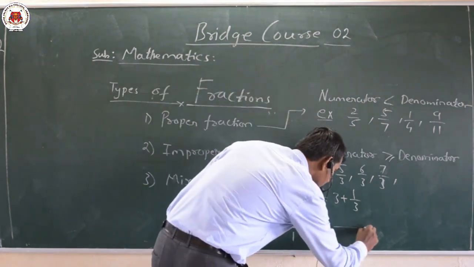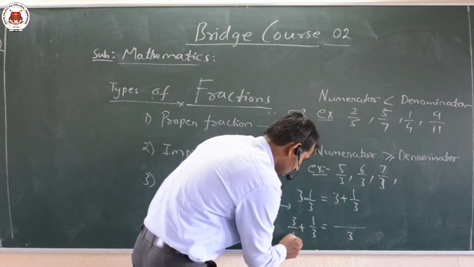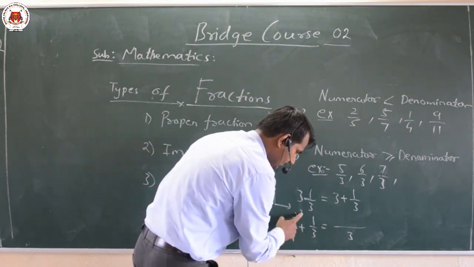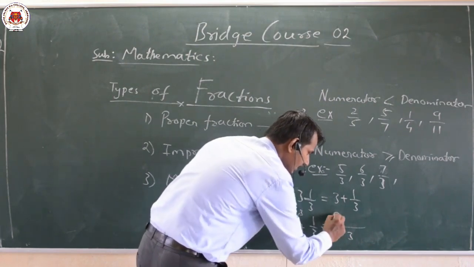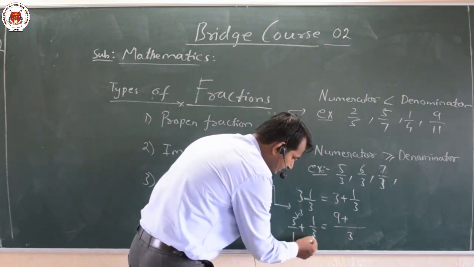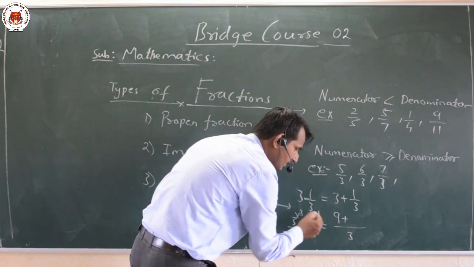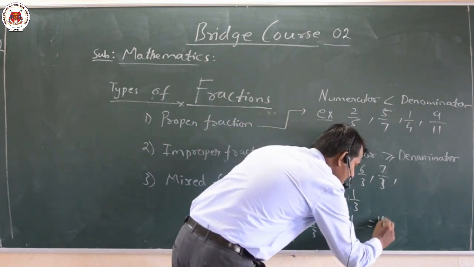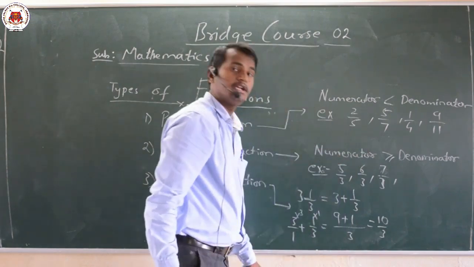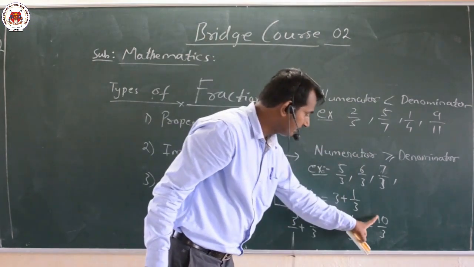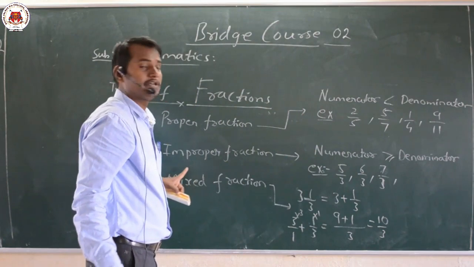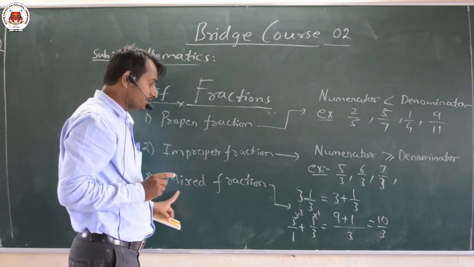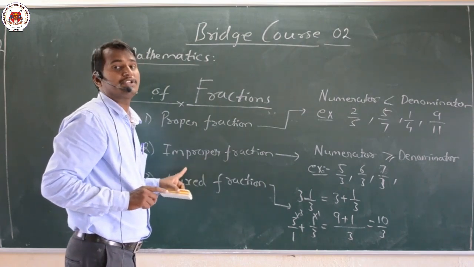Now what is the LCM of 1 and 3? It is 3 here. 1 into what equals 3? 1 into 3 equals 3, and 3 3s are 9. Next, 3 into what equals 3? 3 into 1 equals 3, and 1 1 is 1. Therefore the value we get is 10 by 3. We can observe that 10 by 3 is again an improper fraction. That's why, from the start, I said that a mixed fraction is a part of an improper fraction.